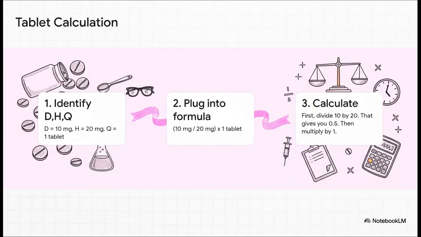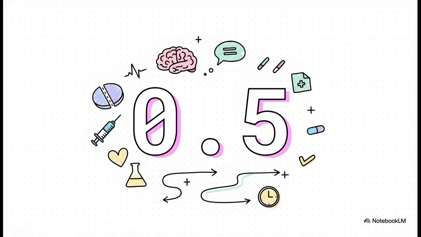Now we just plug it right into our formula: 10 divided by 20 times 1. And the answer is 0.5. Boom. That means you'll give half a tablet. See? It's simple, it's logical, and you just calculated a safe dose without even breaking a sweat. The formula just plain works.